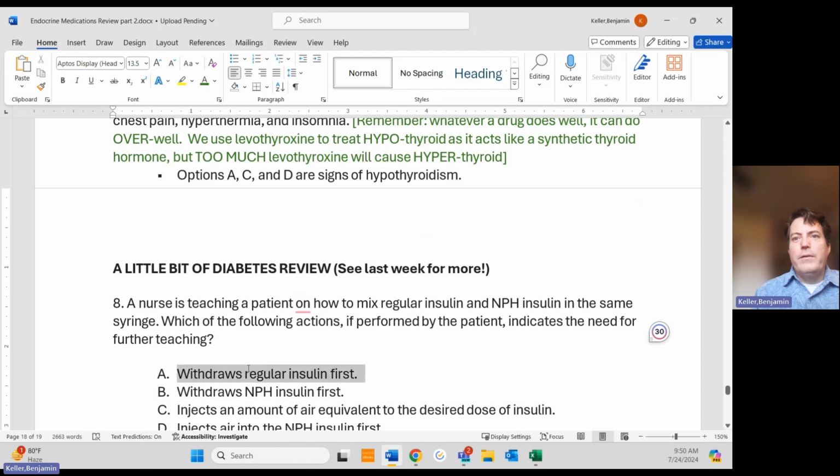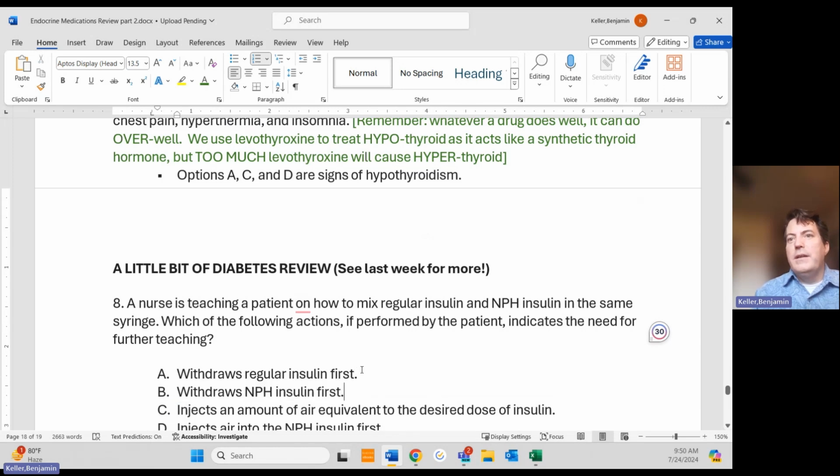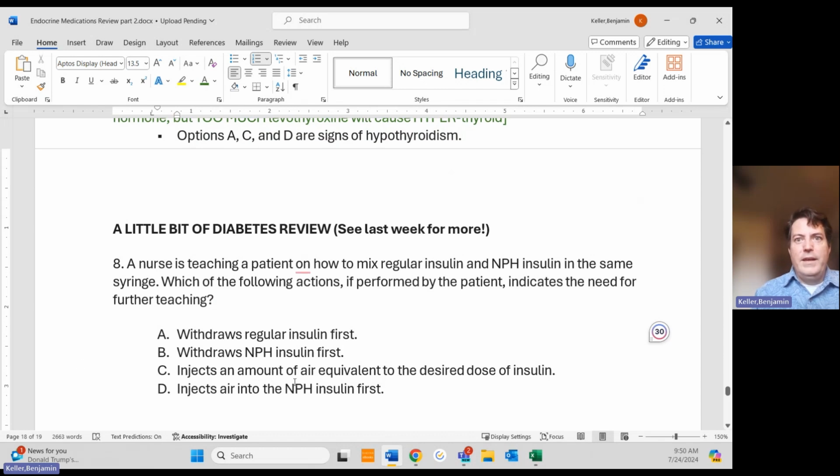Withdrawing the regular insulin first. Is that okay? What about withdrawing the NPH insulin first? Okay, if you ever see a question that has 2 opposites, one of the opposites is probably the answer you're looking for. So you can probably just eliminate C and D without looking at them, but let's do it. Injects an amount of air equivalent to the desired dose of insulin. Yeah, that's a good thing to do. Injects air into the NPH insulin first. Sure, that doesn't really matter.